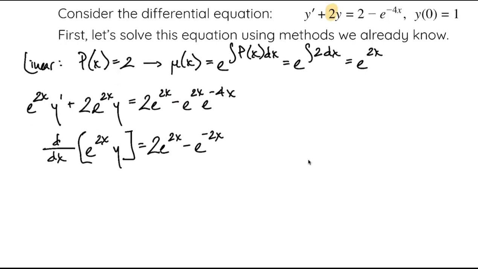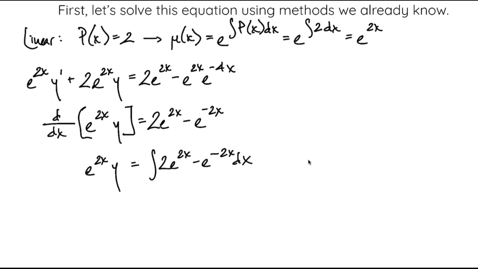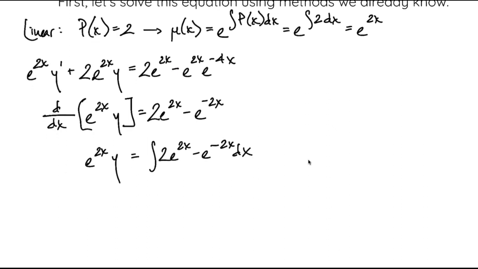All right, now we're going to integrate both sides. So when I integrate the left-hand side, the derivative goes away. And when I integrate the right-hand side, I realize I'm going to do a little bit of u-substitution in both terms. So I get e to the 2x times y equals e to the 2x, and then plus 1/2 e to the negative 2x. And we really don't want to forget that plus c.